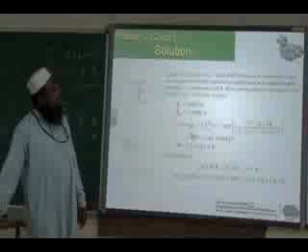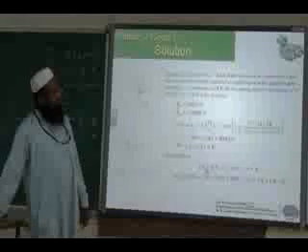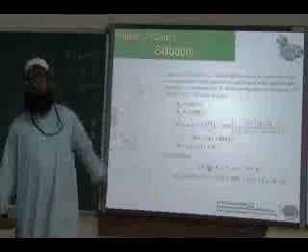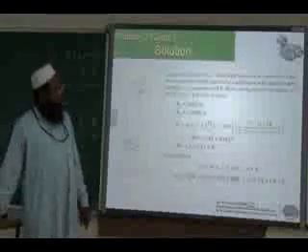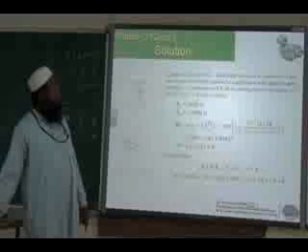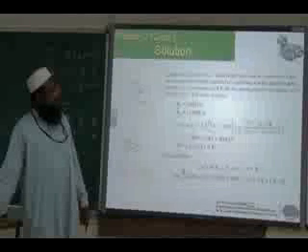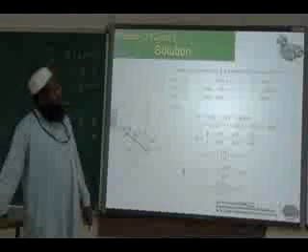Now we just add the components. This is the total force, sigma F. The summation of all the forces means adding all the components, also including the unknown force F. We have added the I, J components of the given forces.